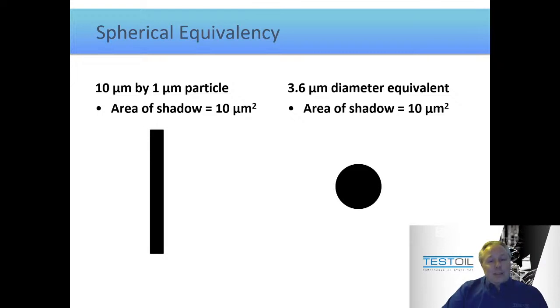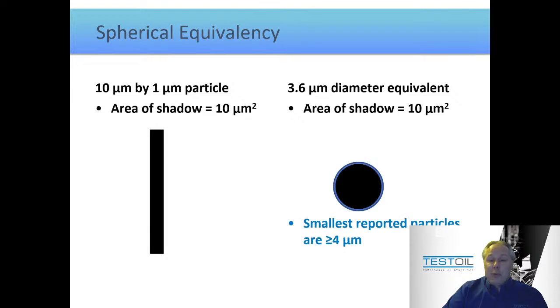Another detail I like to point out, though, is particle counting doesn't report anything until it's above 4 microns. So that 3.6 micron particle is actually not being reported. Even though it was detected, it's not going to appear on the report.